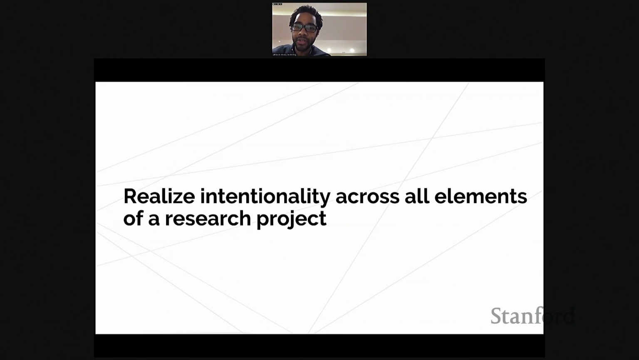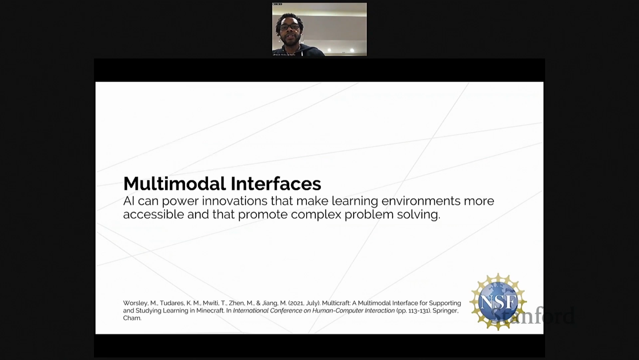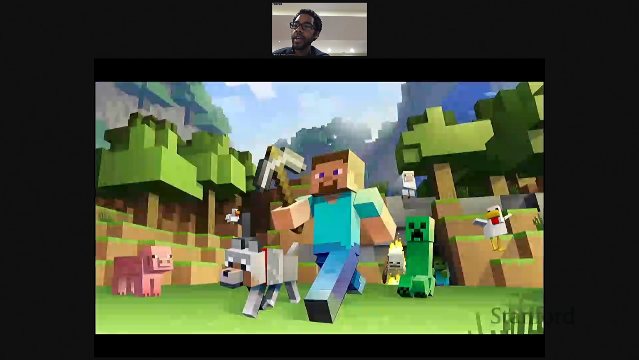All right, now with that groundwork laid, we'll get into talking about some of these different kinds of multimodal interfaces. The first one we're going to talk about is related to a platform that my lab has been developing called Multicraft. And I'm going to suggest that Multicraft demonstrates the ways that AI can power different sorts of innovations that make learning environments more accessible and that promote complex problem solving.